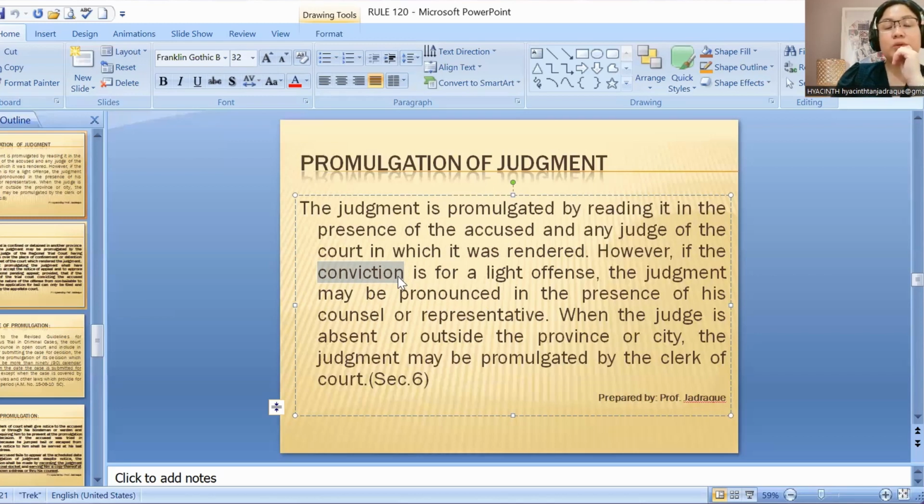Sometimes, the court will just proceed even if the accused is not around, for as long as he was duly notified of the promulgation of judgment and despite notice, he failed to appear. The court can proceed. As to consequence, there would be significance when the same is for conviction or for acquittal, which we will discuss later.